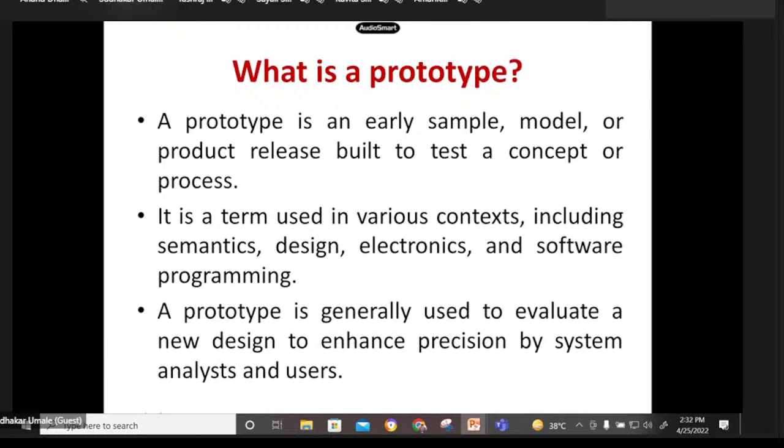It is a term used in various contexts, including semantics, design, electronics, and software programming. A prototype is usually used to evaluate a new design to enhance precision by system analysts and users. When we get the prototype from new ideas, this new design as a prototype enhances precision by system analysts and users.